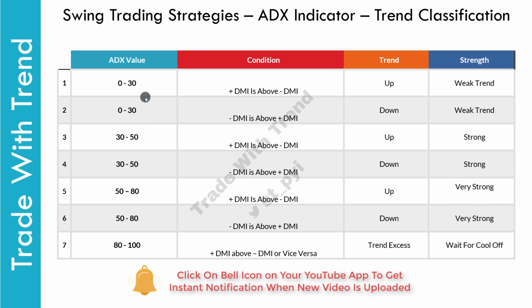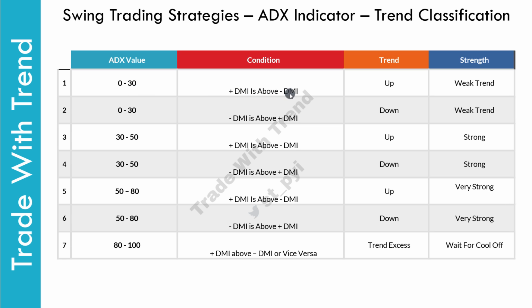So when ADX is below 30, that is between 0 and 30, and positive DMI is above the negative DMI, the trend is naturally up, but the strength of the trend is weak.